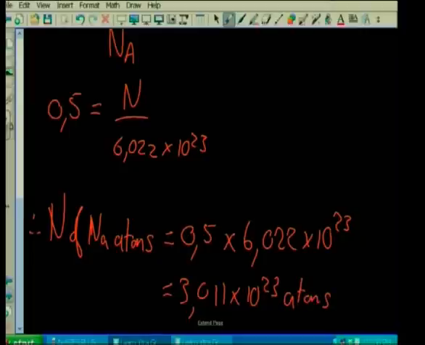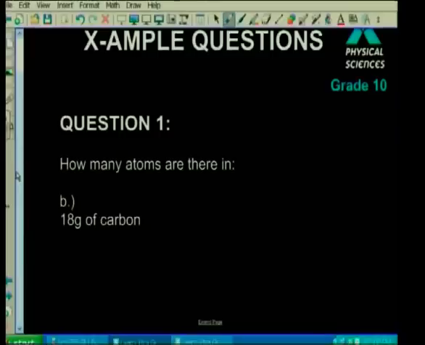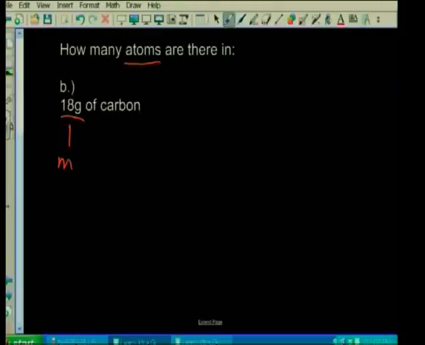Right, let's go and see if we can do a second one, just to see what sort of things they can throw at us and what they're asking for. The second one is a little bit more tricky. It says, how many atoms are there in 18 grams of carbon? They haven't given us a number, they've given us a mass. The first thing I'm going to do in most problems like this is ask how many moles I have. If I can convert to moles, I can always get the number of atoms.